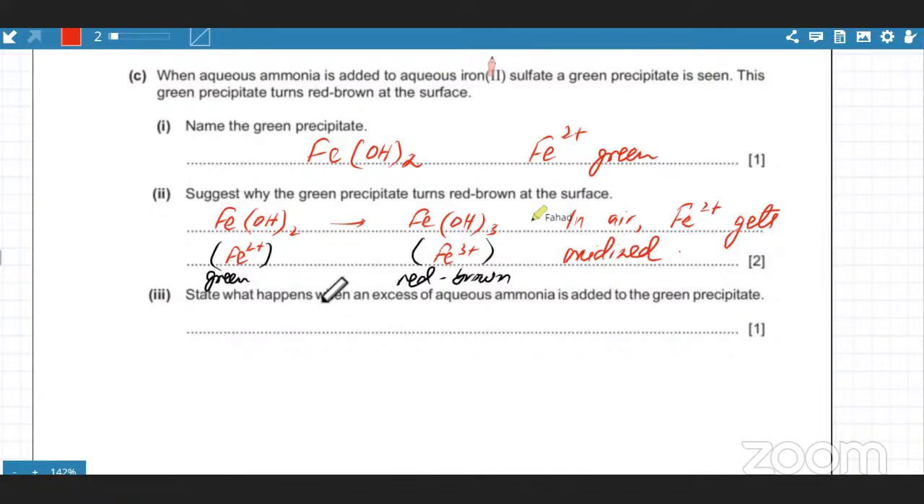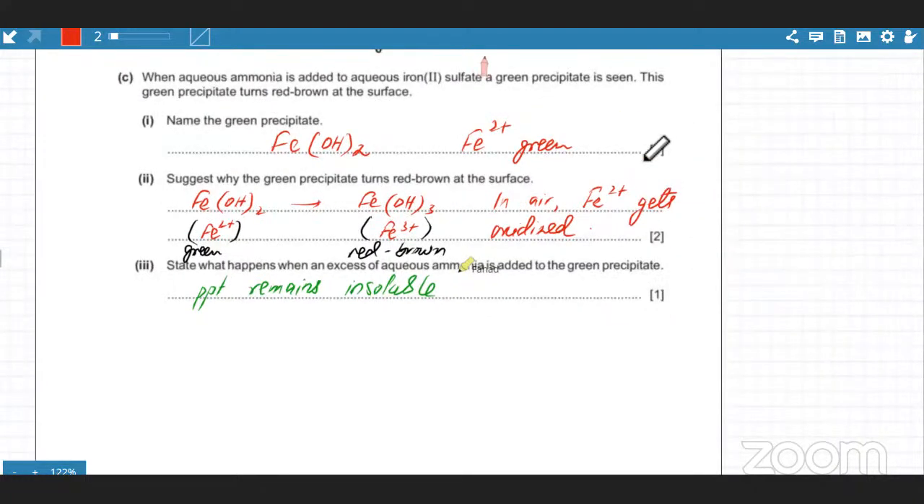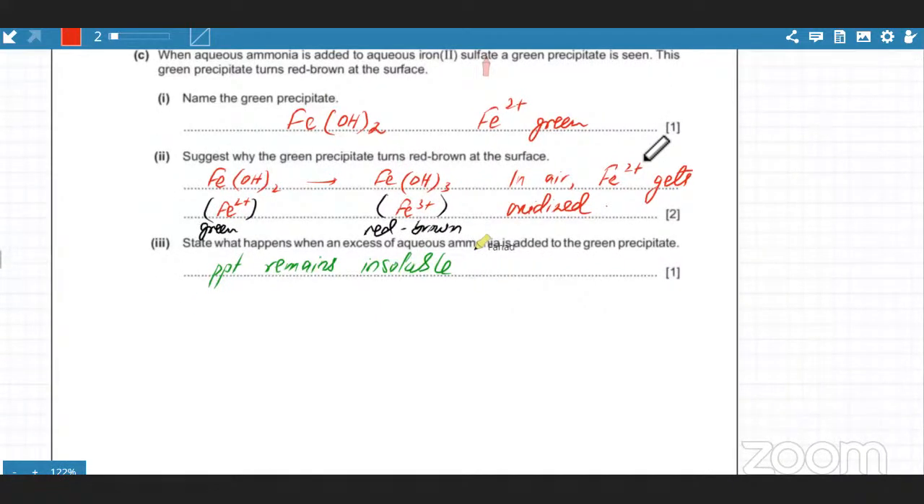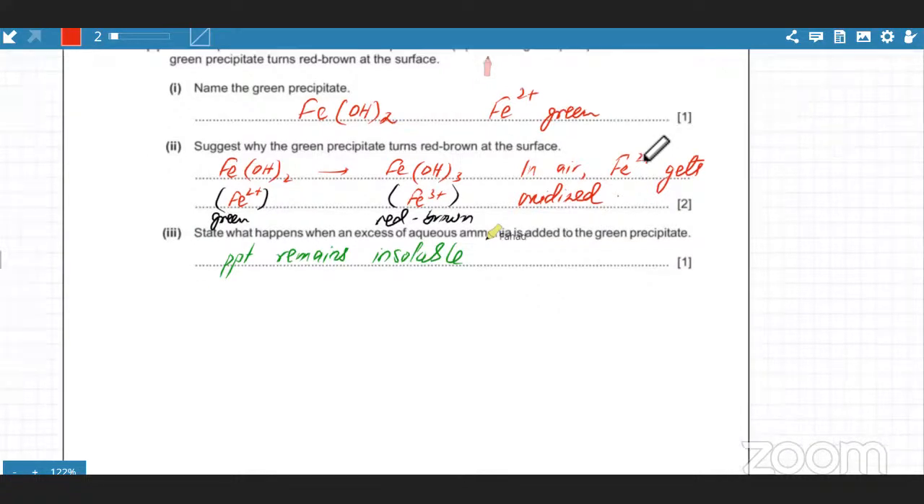The next part is state what happens when an excess of aqueous ammonia is added to the green precipitate. Now, if you remember the salt analysis, the precipitate remains insoluble. It's an insoluble precipitate. So remember, now this is all memorization as well. You must know what the colors of your precipitates are. You must remember the salt analysis. What happens when you add NaOH? What happens when you add NH3? Not only is this important in ATPs, but it's also important in paper twos and paper ones as well, because you're going to be asked questions on this. It's a 4-mark question that is coming on this.